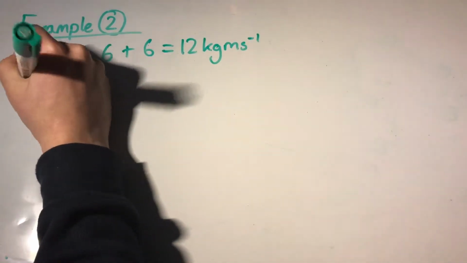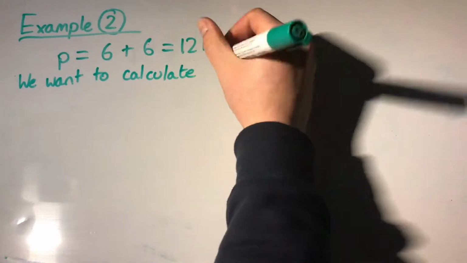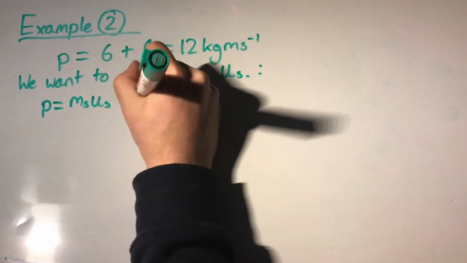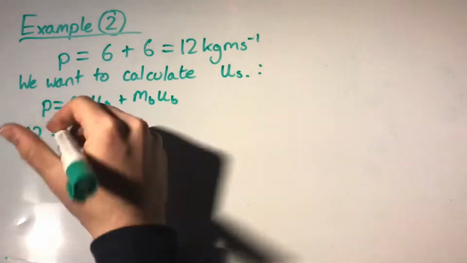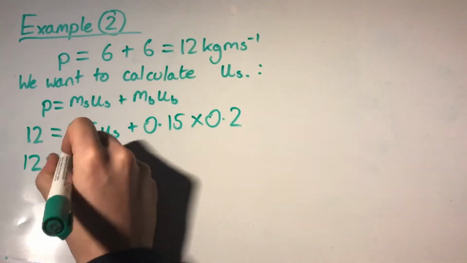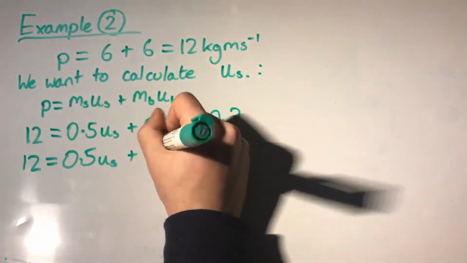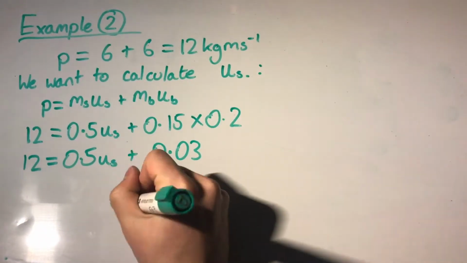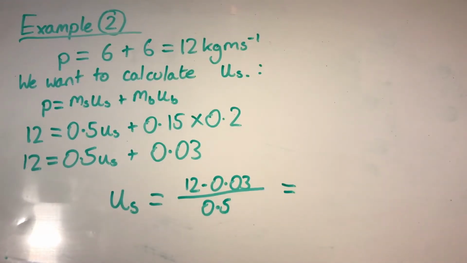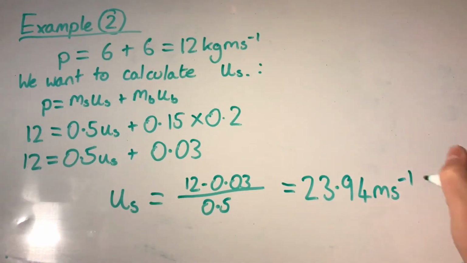In order to calculate the initial velocity of the stick, we set the momentum before the collision equal to 12 kilogram meters per second, which is then equal to 0.5 multiplied by the initial velocity of the stick added to 0.15 times 0.2, which when rearranged gives the velocity of the stick is equal to 12 minus 0.03 all over 0.05, which equals 23.94 meters per second.